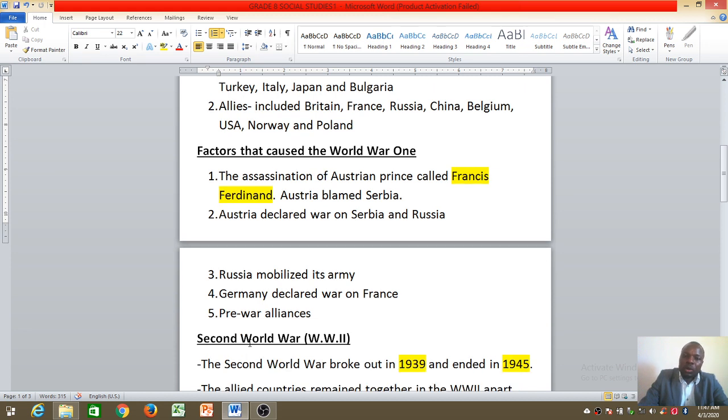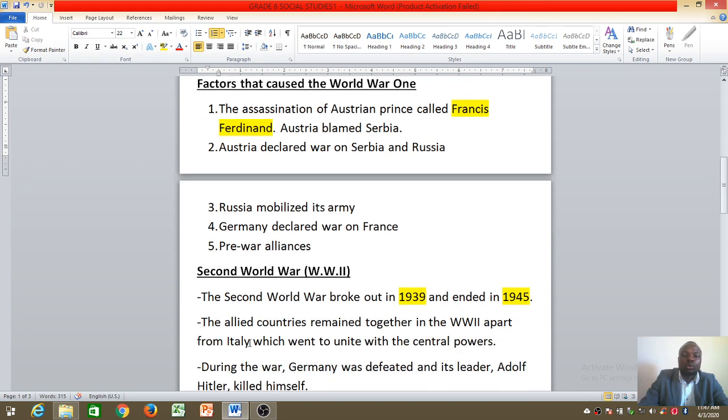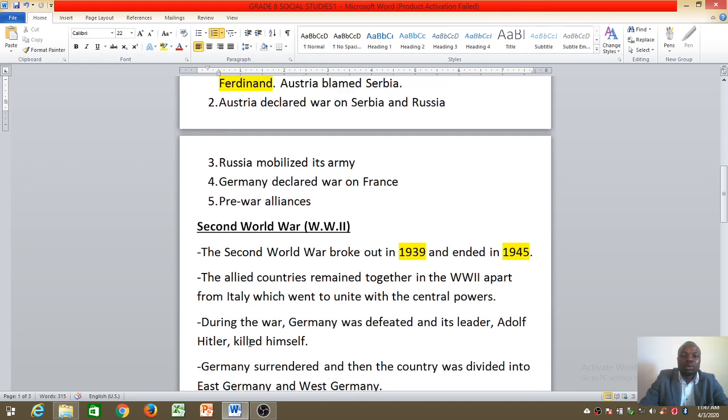What about the Second World War? When did it start, and which side was on which side? What were the factors that led to the Second World War? More or less the same factors, but we shall look at which year it broke out. Now, the Second World War started in the year 1939.